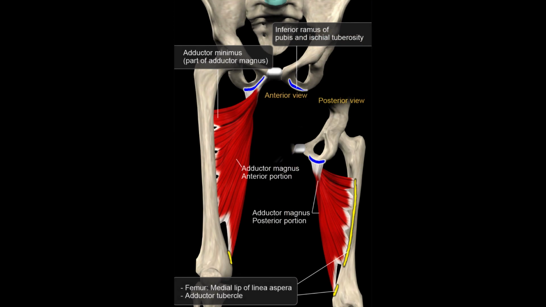This triangular-shaped muscle is attached at the ischial tuberosity of the pelvis and the medial lip of linea aspera and the adductor tubercle of the femur. The superior portion of the Adductor Magnus, which attaches to the gluteal tuberosity, is sometimes deemed the adductor minimus. Alternatively, the segment of the Adductor Magnus that goes from the ischial tuberosity to the adductor tubercle is commonly named the hamstring portion of the muscle.